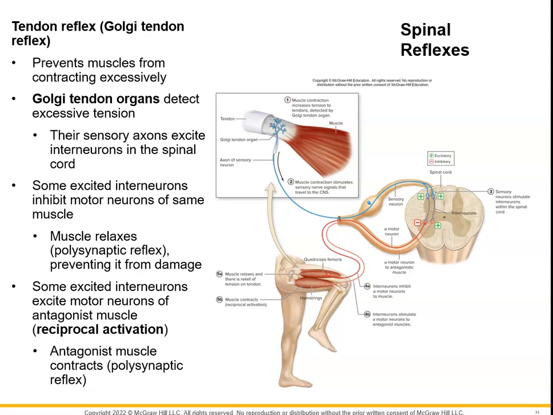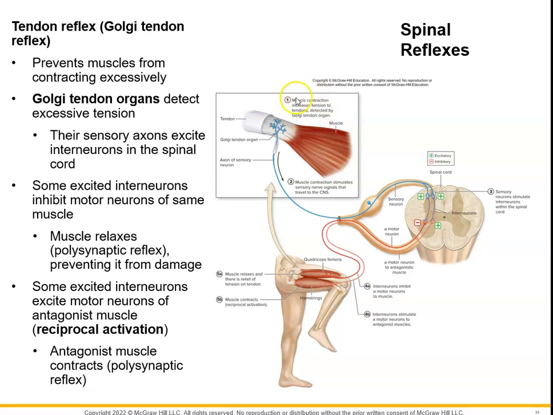Well, what's that going to do? Prevent them from contracting. So the muscle relaxes. That's a polysynaptic reflex, and it prevents that muscle from overstretching and getting damaged. Some of those interneurons are going to be excited, and those are going to excite the antagonistic muscle, which is a reciprocal activation. Then the antagonistic muscles contract, and that is a polysynaptic reflex.